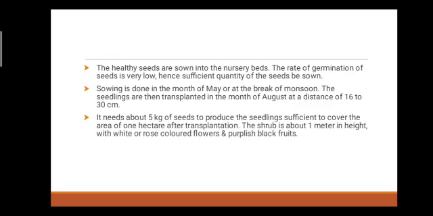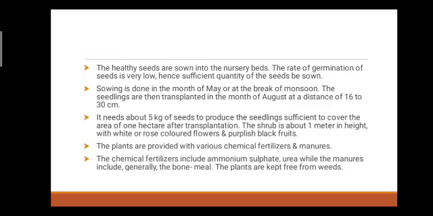The shrub is about 1 meter in height with white or rose colored flowers and purplish black fruits. The plants are provided with various chemical fertilizers and manures. The chemical fertilizers include ammonium sulfate and urea, while the manures generally include bone meal. The plants are kept free from weeds.